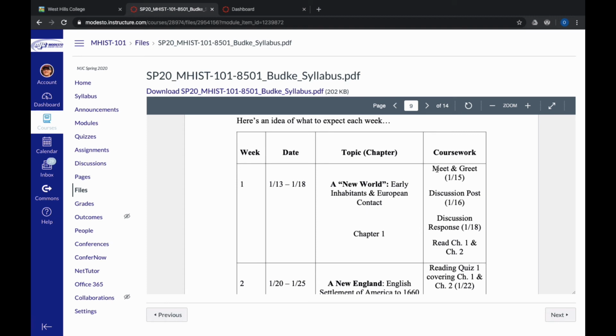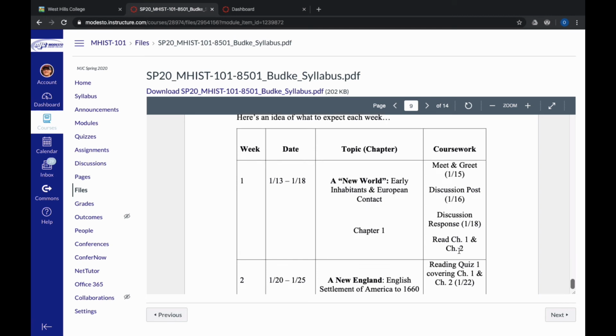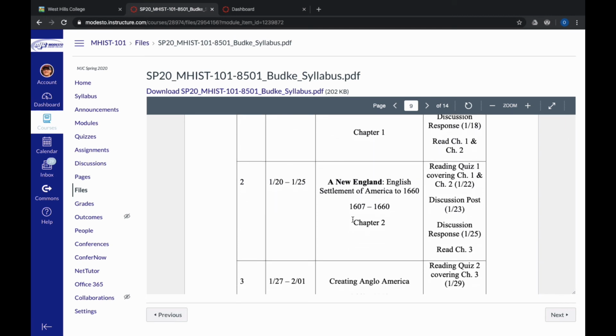Okay, we need to complete our meet and greet. We need to add our first discussion post for our discussion assignment. We need to add our discussion response by the 18th. We need to read chapter 1 and chapter 2 of our textbook. Why? Because in week 2, we're covering chapter 2, and we're going to have our first quiz covering chapter 1 and chapter 2. All right.